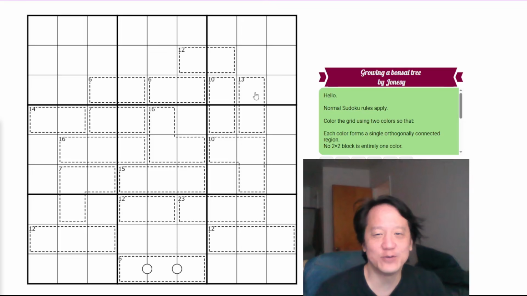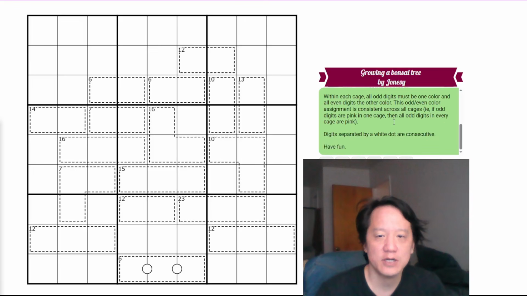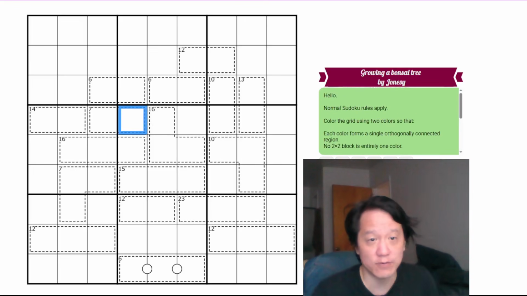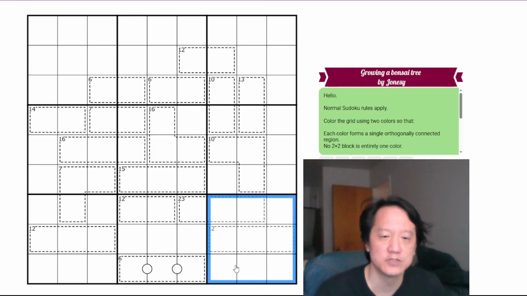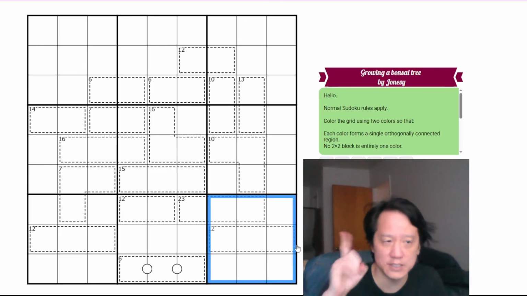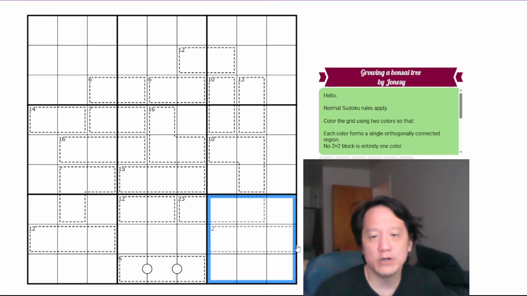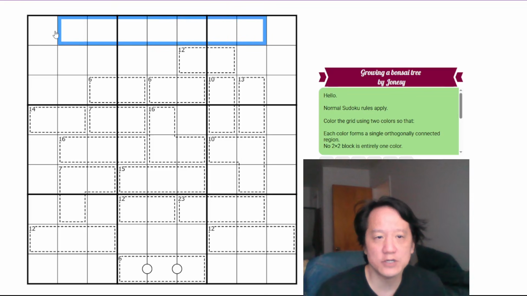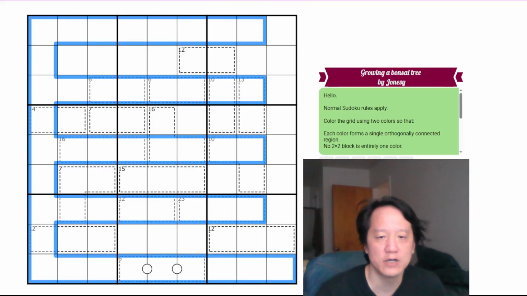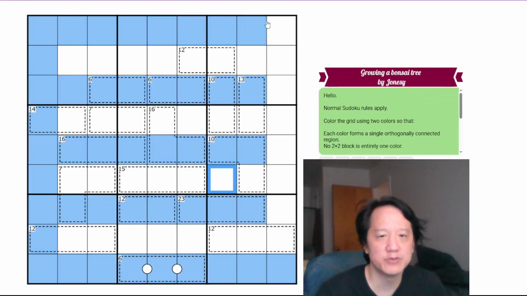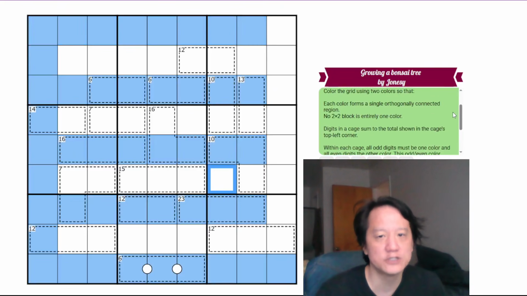Anyways, normal Sudoku rules apply, which means in every cell in the grid, place a single digit such that every row, column, and designated 9-cell region contains the digits 1 through 9 exactly once each. We also need to color the grid using two colors so that each color forms a single orthogonally connected region and no 2x2 block is entirely one color. This is known as yin-yang shading.